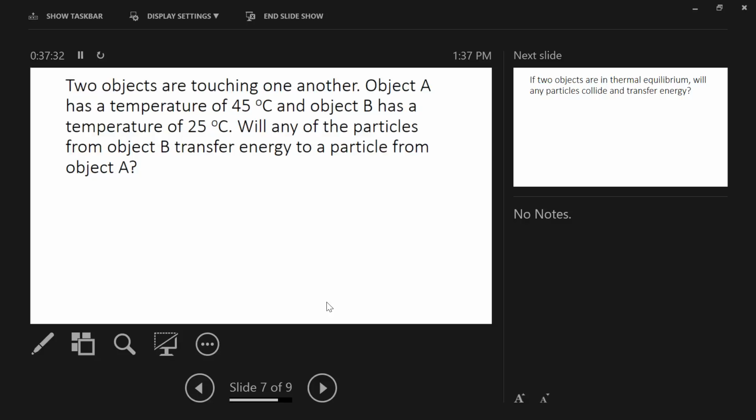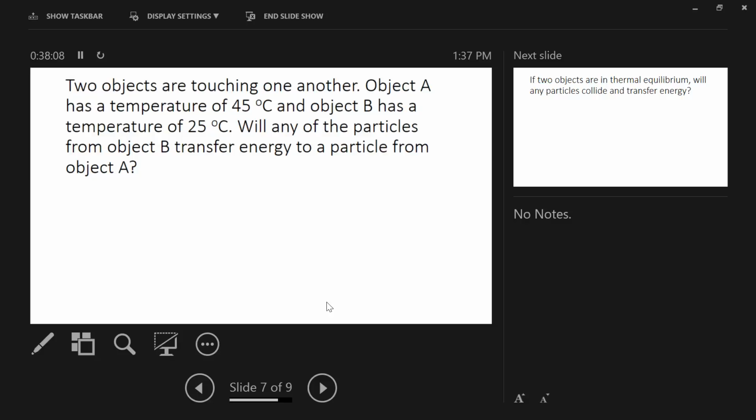So will any of the particles from object B, which is colder or cooler, actually transfer energy to a particle from object A? What that is asking is, are there any particles in object B, the colder object, that are moving faster than a particle in object A? In terms of average, object A has a higher average kinetic energy, right? But average is just average. Not every particle is going to be average, right?